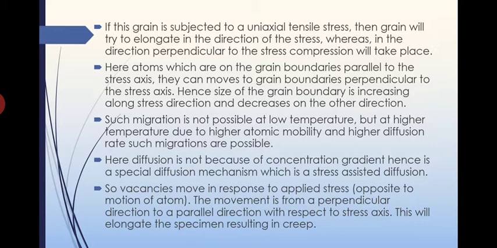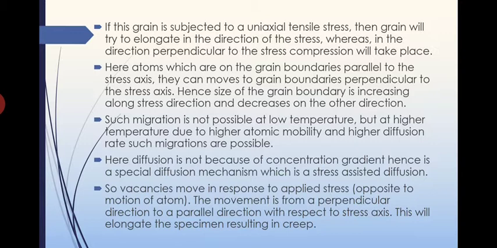Here atoms which are on the grain boundary parallel to the stress axis can move to the grain boundaries perpendicular to the stress axis. Hence the size of the grain boundary is increasing along the stress direction and decreases on the other perpendicular direction. Such migration is not possible at low temperature.